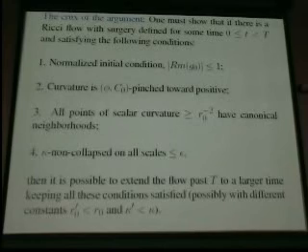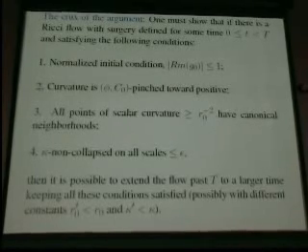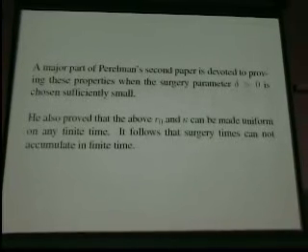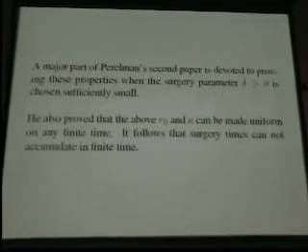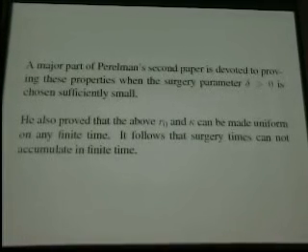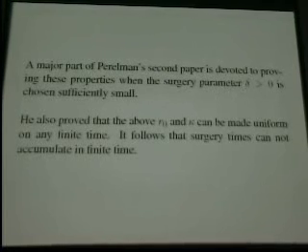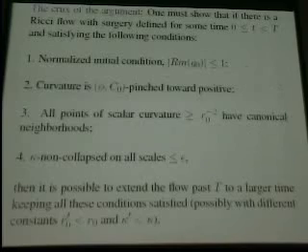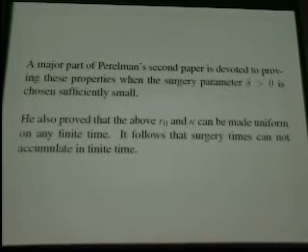So this is the key part of the argument and the very technical part of the argument, and a major part of Perelman's second paper is devoted to proving these properties when the surgery parameter is chosen sufficiently small. Namely, this delta I didn't write before. Delta is just the size of a cap you use when you do a surgery. He also proved above r0 and kappa, that means the constants appearing in these properties can be made uniform on any finite time.